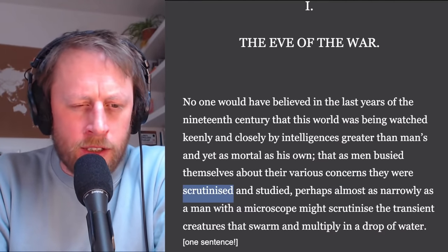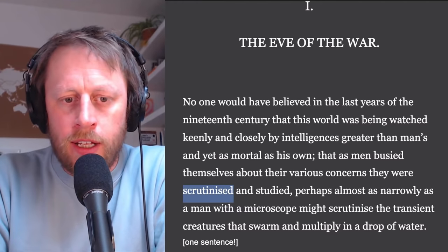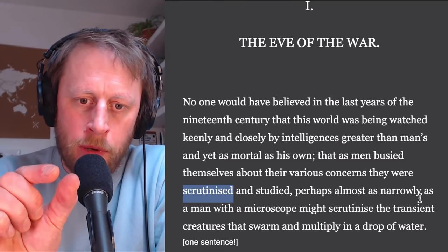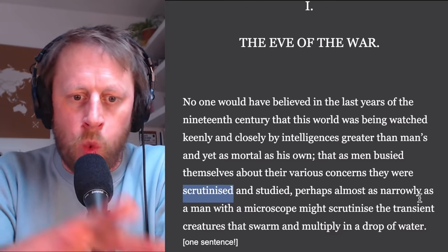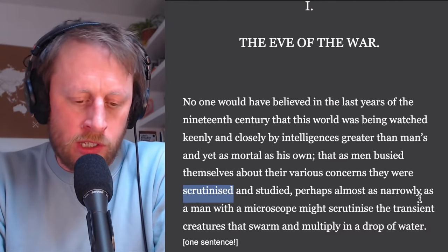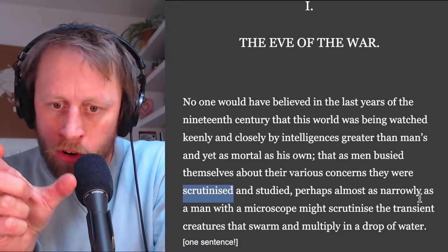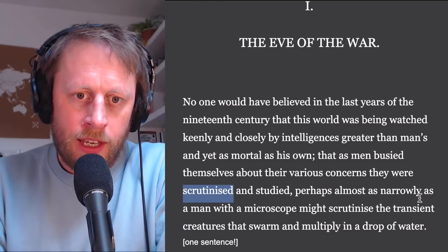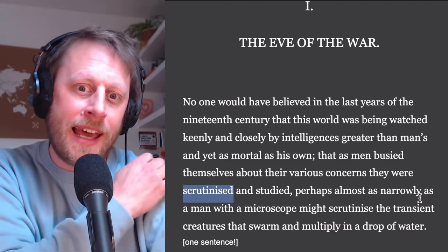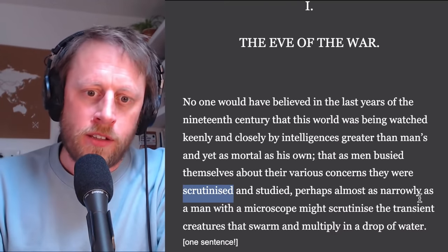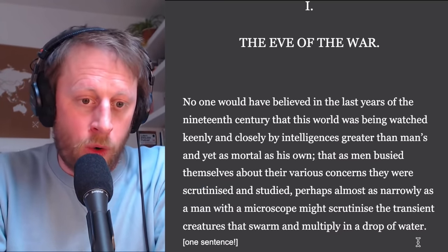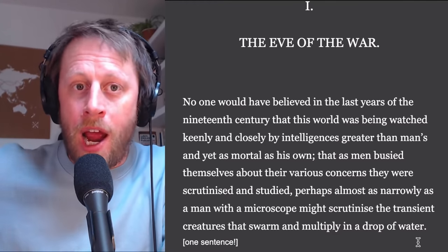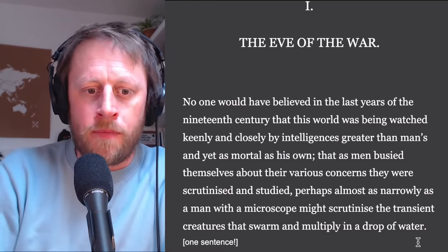Scrutinized meaning studied and examined very carefully and watched closely. Perhaps almost as narrowly or specifically as a man with a microscope might scrutinize the transient creatures that swarm and multiply in a drop of water. So if you are a scientist looking at microorganisms on a slide in a drop of water through a microscope, in the same way, these intelligences have been watching us. Which is quite interesting, comparing us to microorganisms, which kind of gives us a sense of just how more advanced and more powerful these other intelligences are.